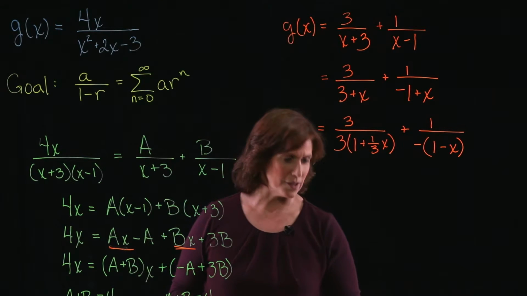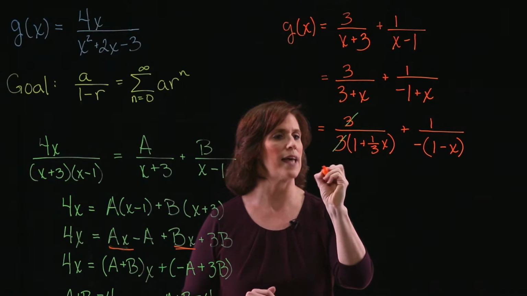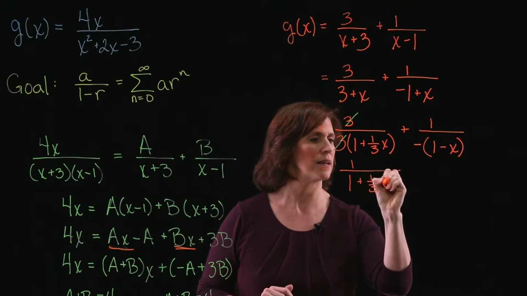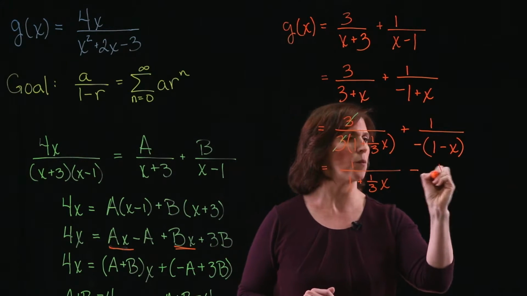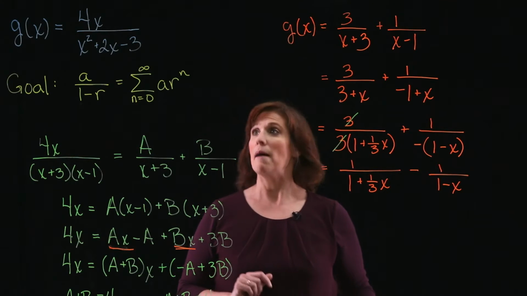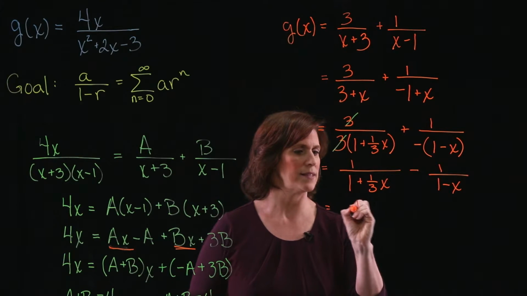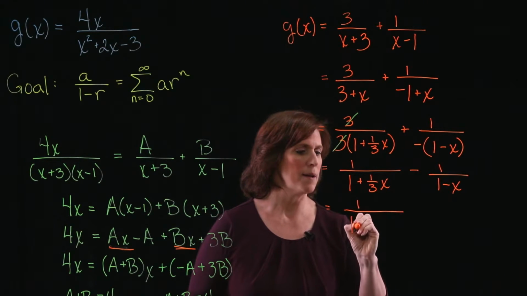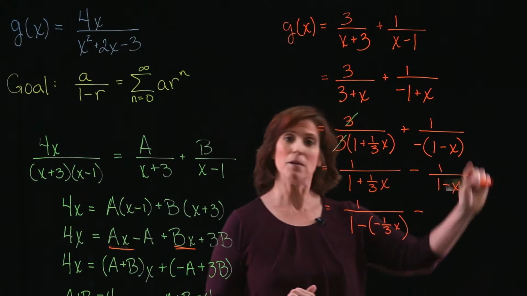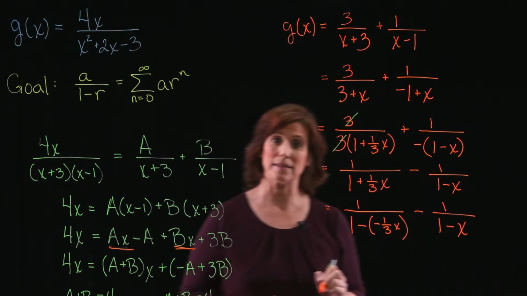Okay, I also notice at this point that this 3 cancels with that one. And so I can rewrite this as 1 divided by 1 plus 1/3 x. And the second part, I'll make this minus 1 over 1 minus x. Okay, I'm getting close. Remember, I want this to be 1 minus r. So I can rewrite this as 1 divided by 1 minus a negative 1/3 x. And the second piece is already set up exactly the way I want it. 1 all over 1 minus x.